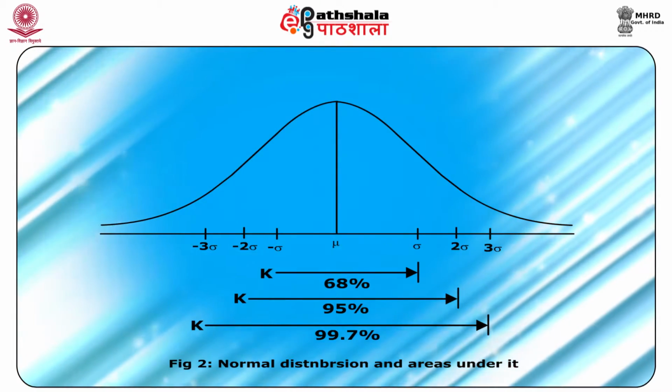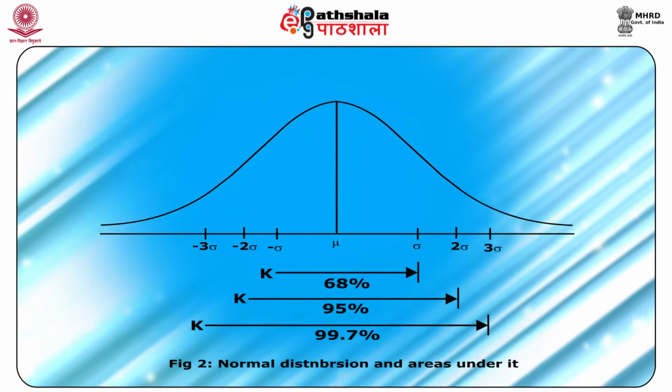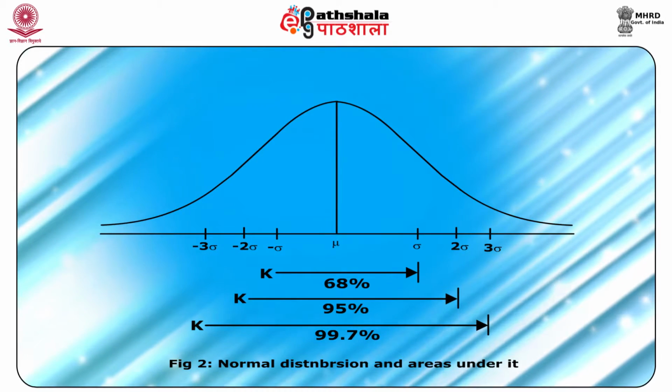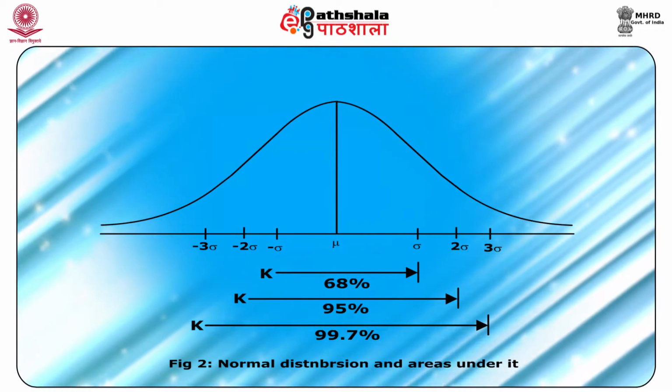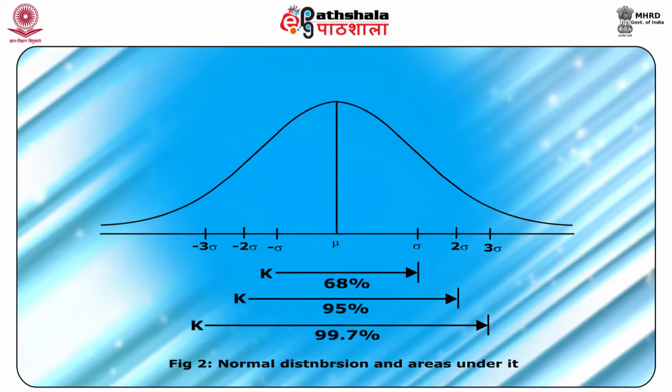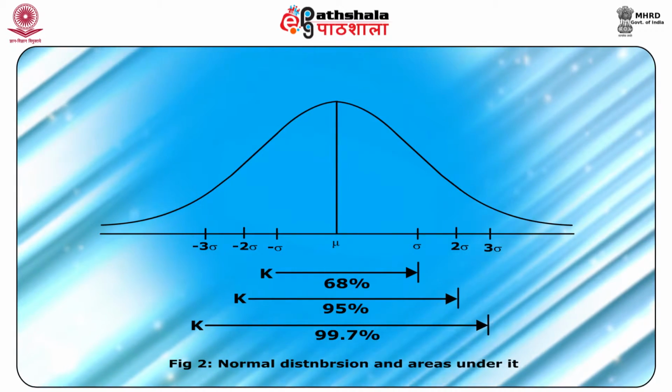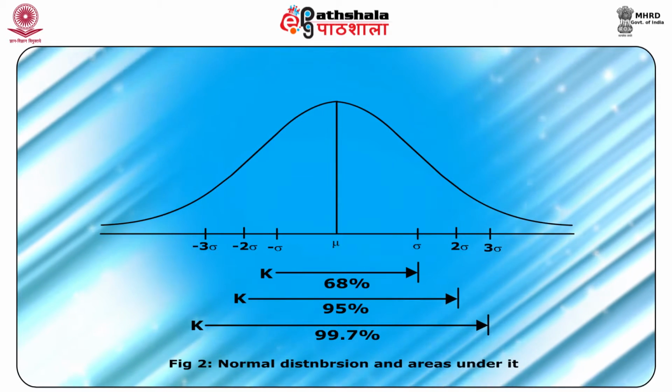Now let us repeat and understand the properties of the normal distribution. Some of the important properties are that the distribution is symmetrical around its mean value. The area under the normal curve that lies between the values of mu plus minus sigma, as the figure also shows, is approximately 68%. Between mu plus minus 2 sigma is approximately 95%, and between mu plus minus 3 sigma is 99.7%.